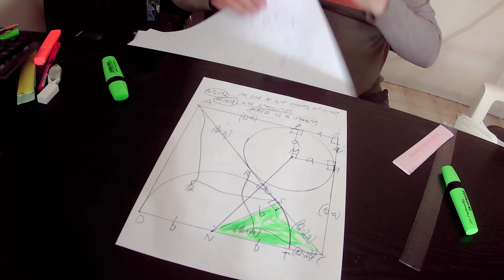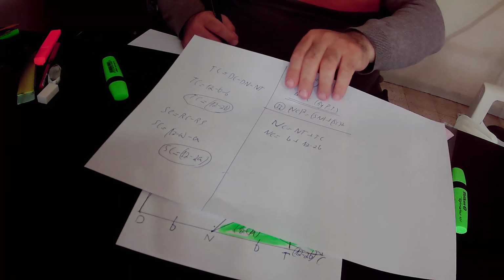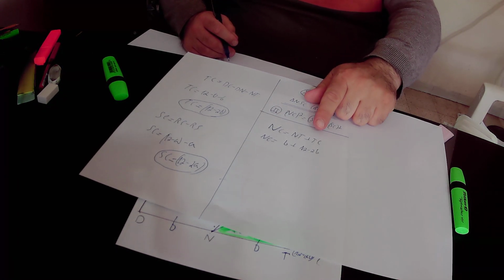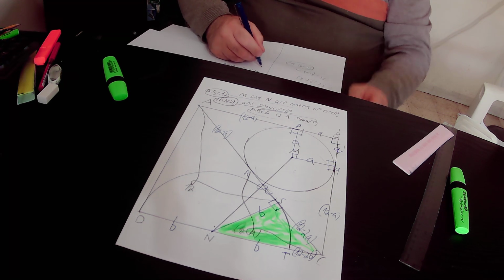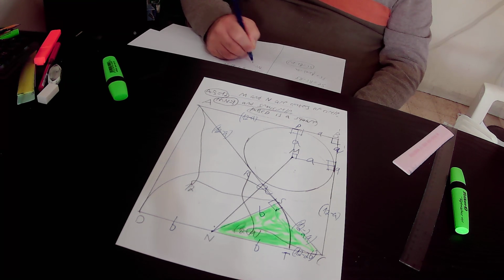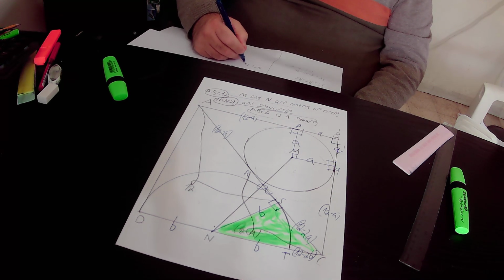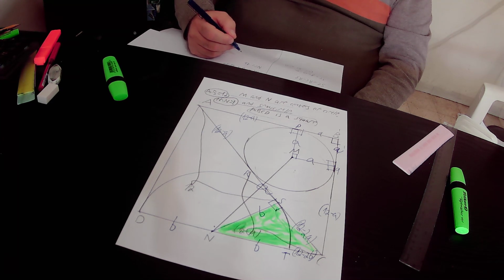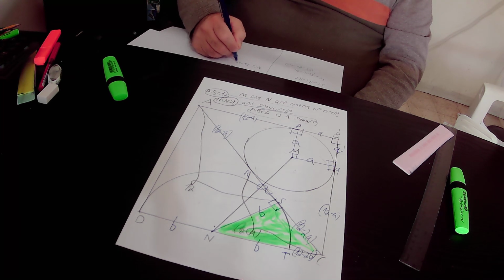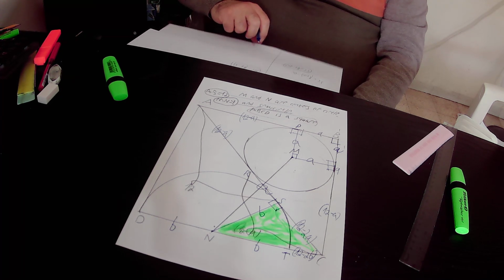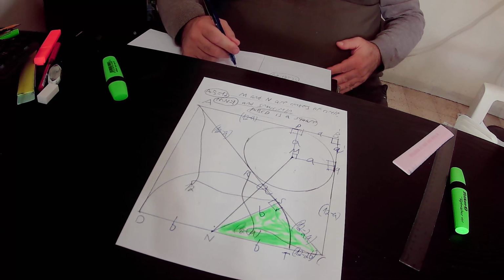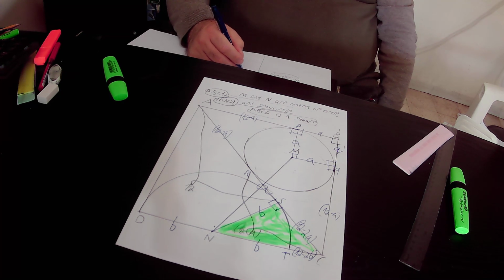So here I found out that NC equals B plus 12 minus 2B. That is to say, NC, the hypotenuse NC, equals 12, and B minus 2B is minus B. So in conclusion, we found out that the hypotenuse NC equals 12 minus B. So NC square will be equal to 12 minus B square.